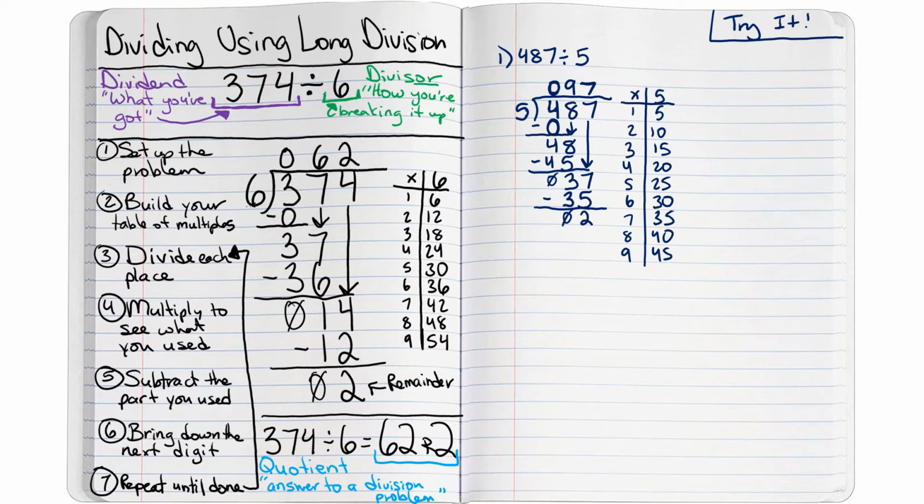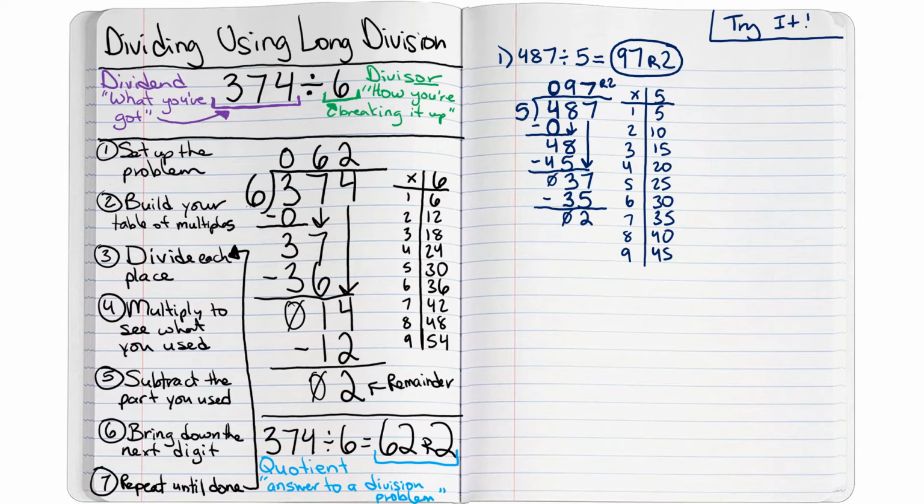And I want to go back and check, is there anything else to bring down? There's nothing there. So there's nothing else to bring down, which means what's left over, this 2, is going to be my remainder. So then I'm going to go back to my original problem to show my work, and I can say 487 divided by 5 equals 97 remainder 2. And then I want to circle my answer to make it really clear. So that's the strategy I'm looking for.